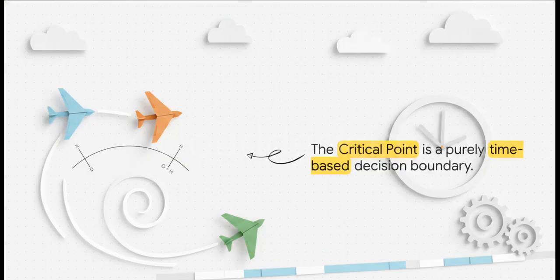Think of it like a giant invisible boundary in the sky. If your engine fails before you cross that critical point, your fastest route to safety is turning back to your departure airport. But if the emergency hits after you cross the CP, you're committed. Pushing forward is now officially your fastest option. Like I said, it is all about time.